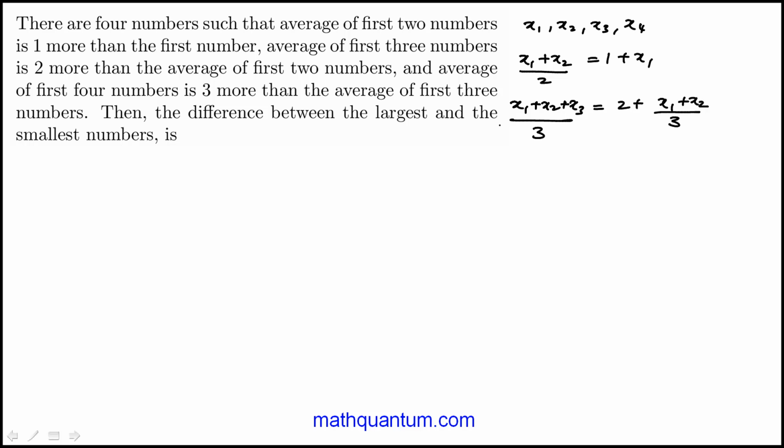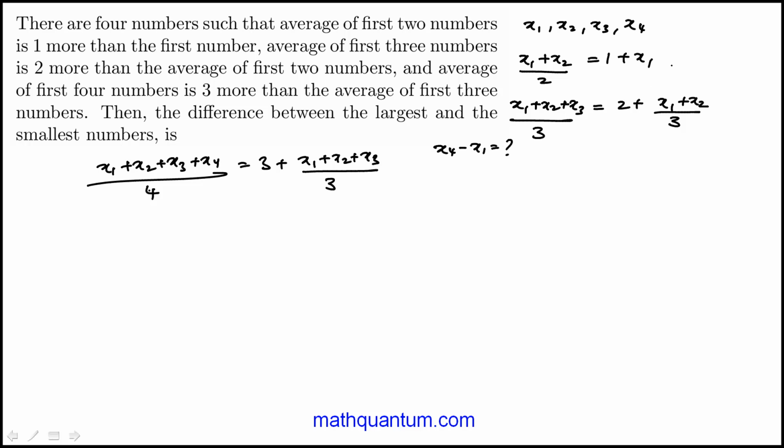So yeah, these are kind of made up conditions, but they are kind of messy. The average of the first four numbers is 3 more than the average of the first three numbers. And they're asking for the difference between the largest and the smallest.